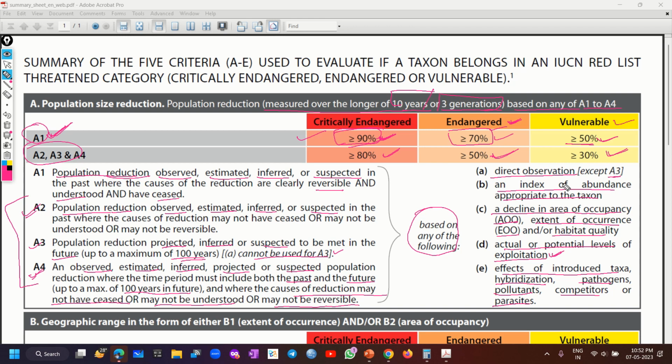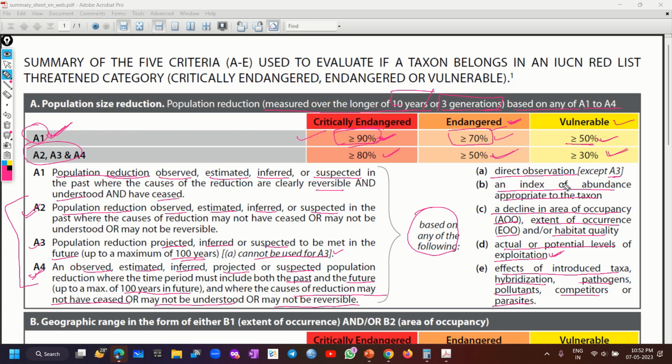So simply, if I say in a summary manner, population size reduction is there. Now, we are observing whether it is reversible, understood, or ceased, meaning now the reduction will not happen. We have ceased it, although previously it was happening. Okay, so this is the criteria A.